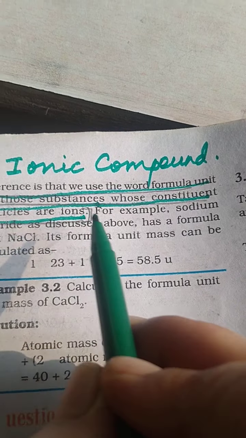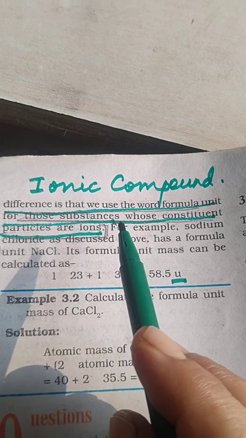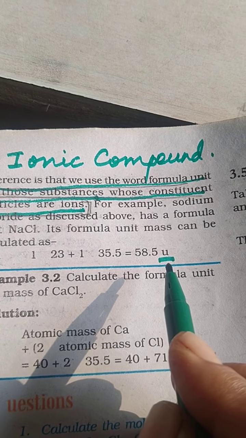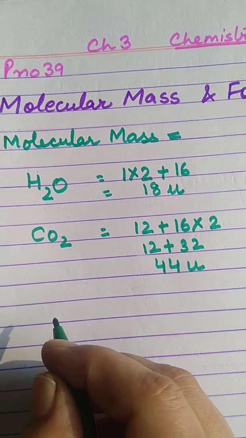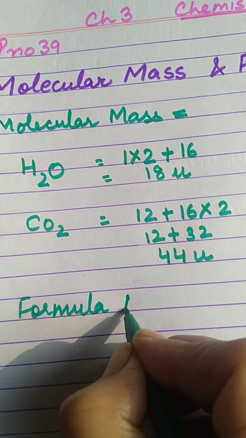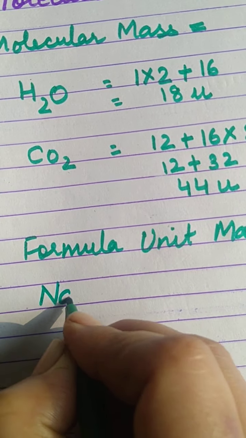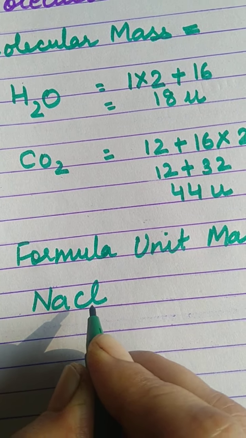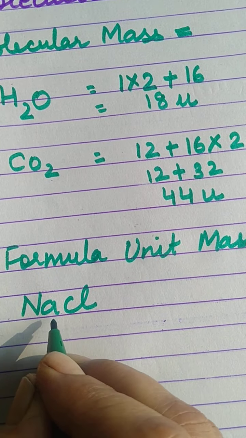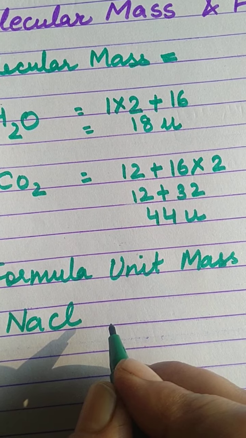The method is same and the unit is also same, u. Only a little bit of difference is in their definition, method of calculation same, and the unit is same. Formula unit mass is used for ionic compounds. Let us take sodium chloride. One is metal, another is non-metal. One is positive charge, another is negative charge. So they become what? Ions. They become ionic compound. Is it clear, students?